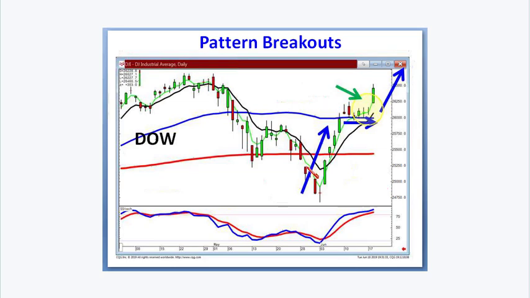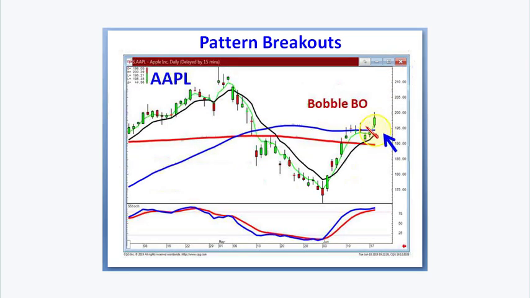A Dow, wave 1, wave 2. What started wave 3 on the Dow? Held up above the 50, and then your best friend, wave 3. Would be expecting more upside. Bobble breakout. Might be taking profits in here. When are we buying? We're buying back here.